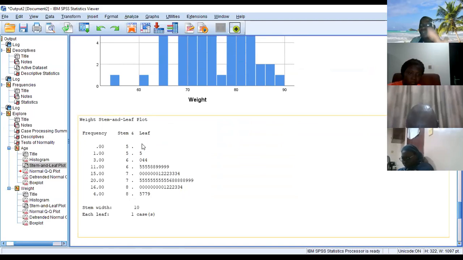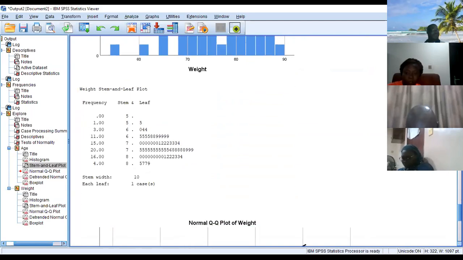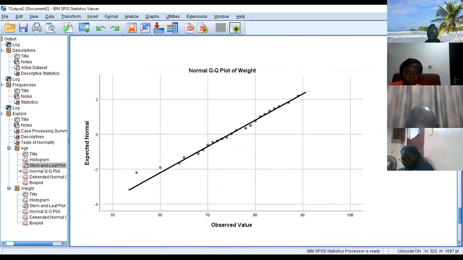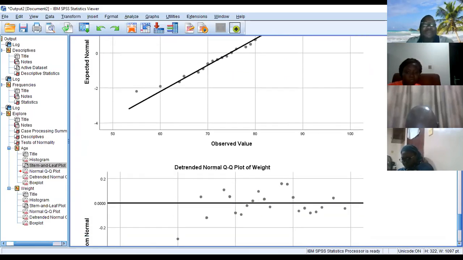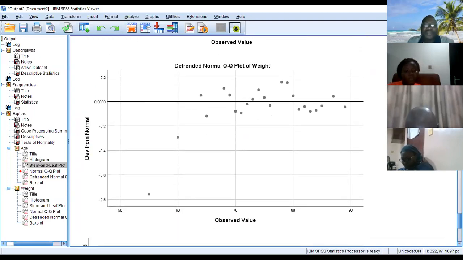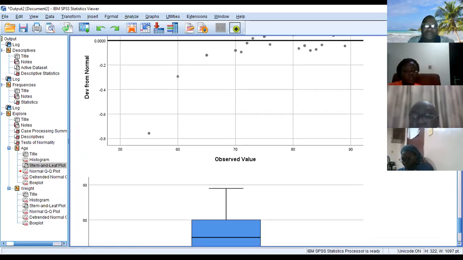Look at it, the stem and leaf. So scroll down. What are you looking for? Scroll down. This is the quarter. Just slow down. Can you see the one I assume? Can you see the skew to the left? That's the one that is out of the line. Yeah, scroll down.